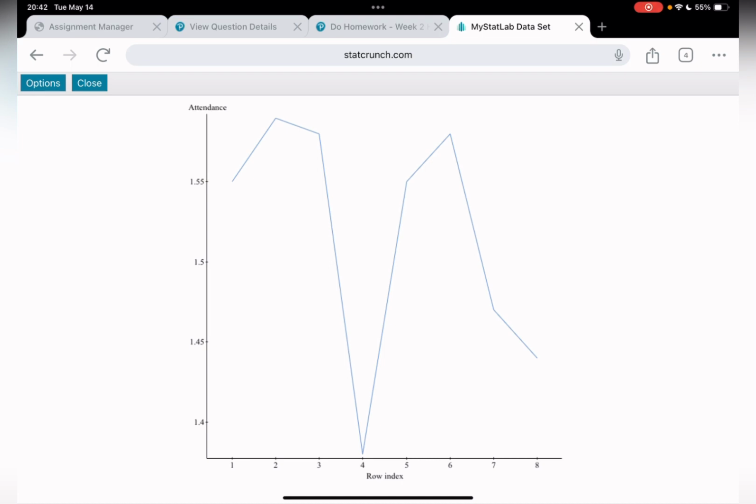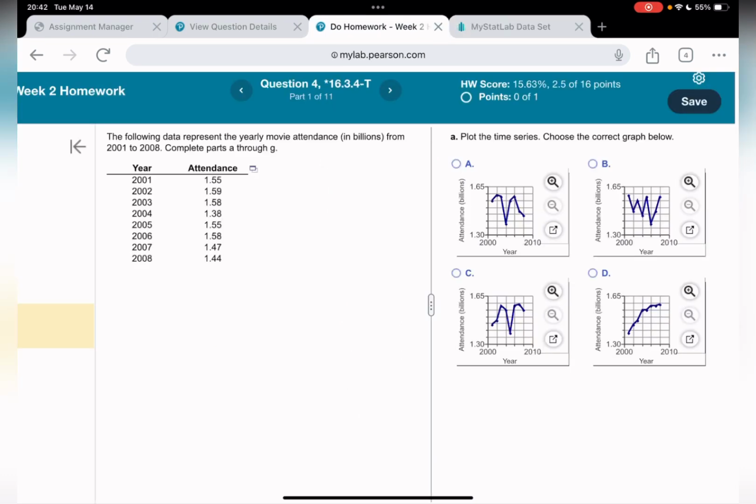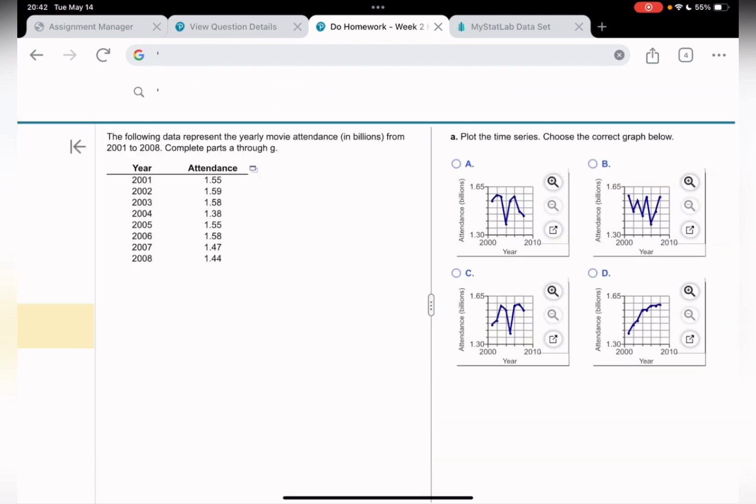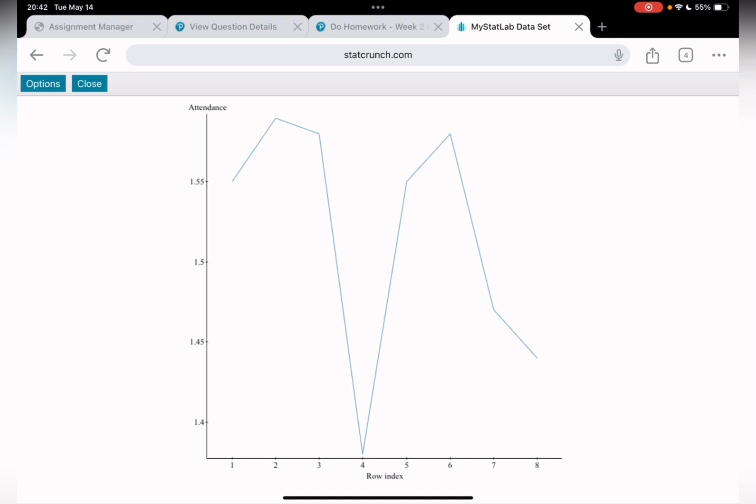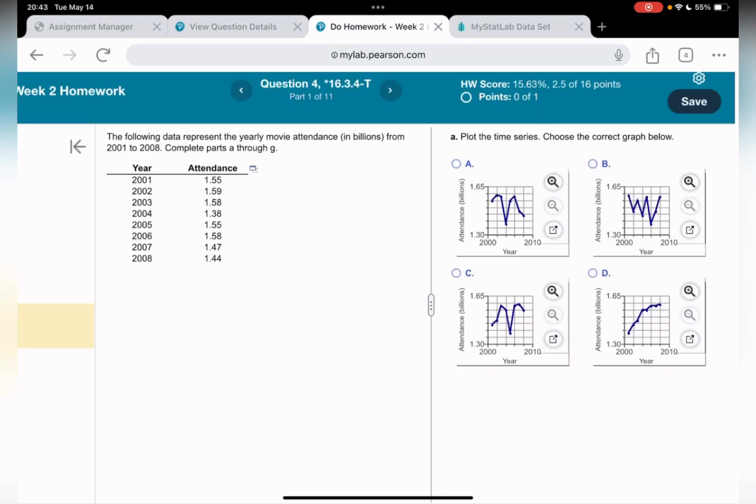The time series, this is a plot. Let me look at which one it looks like. It's either A or C. Okay, going in the form of 4. I think it's this one. It's going to be.